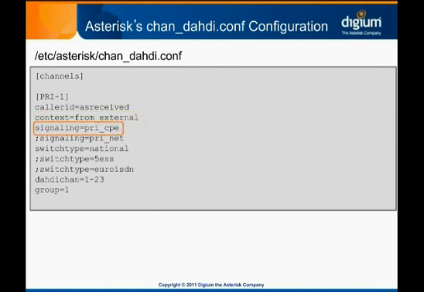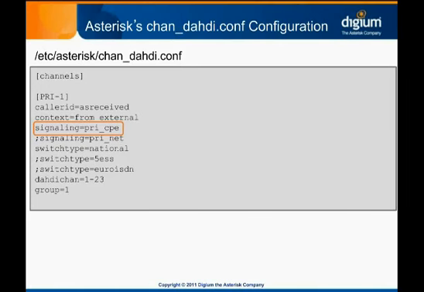We also set the signaling to something called PRI_CPE. The CPE stands for Customer Premise Equipment. It means that we're telling Asterisk that this is the customer side of the PRI. If we were behaving as the telco side of the PRI, we would have used PRI_NET signaling.